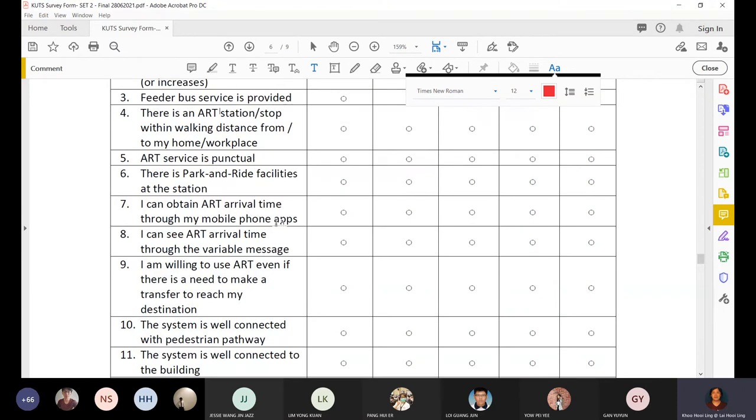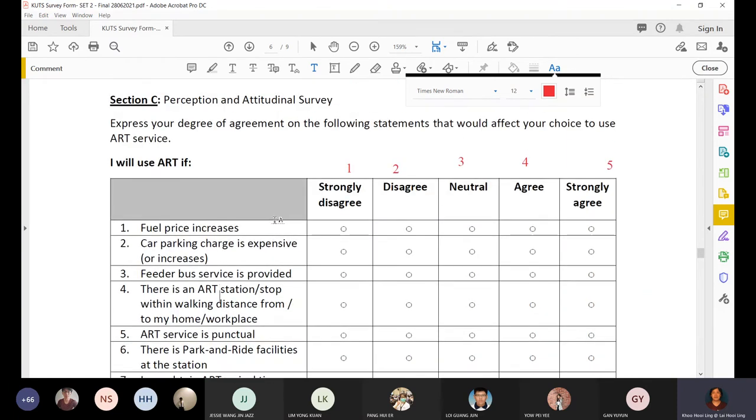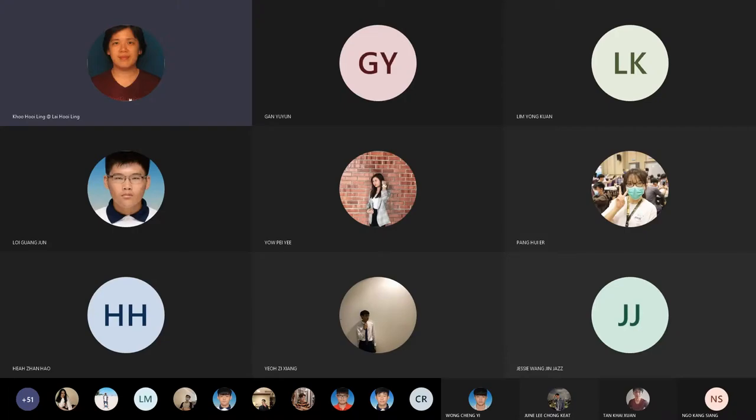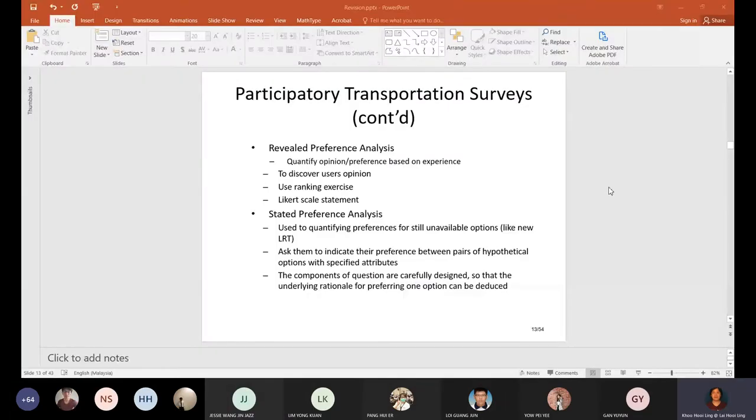Okay, so these are the things that we have to consider. This is what we call the perception and attitude survey. You have one to five. This type is called the revealed preference, so everything is based on your opinion. You have experienced it, and you give your opinion. This is what we call the revealed preference.